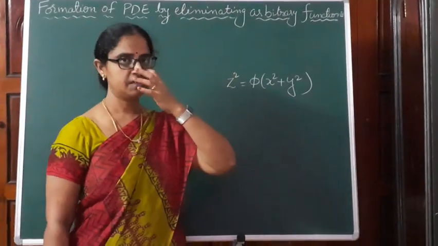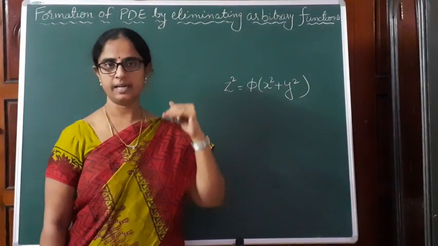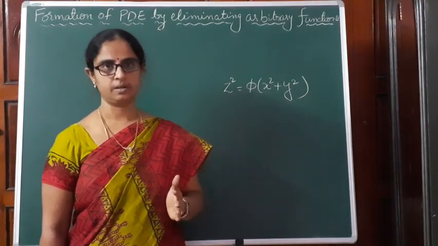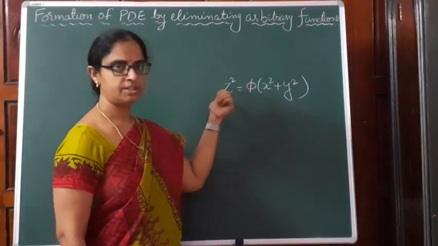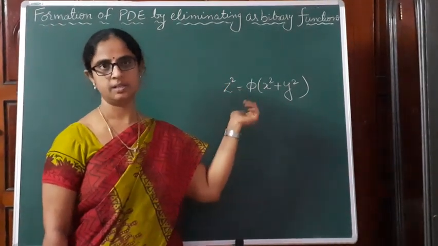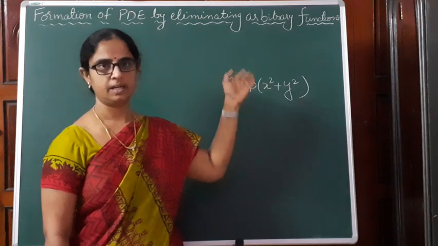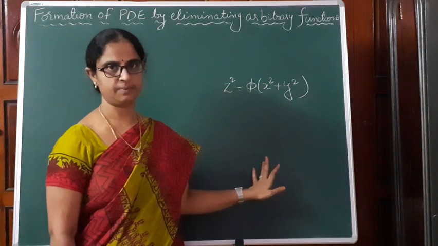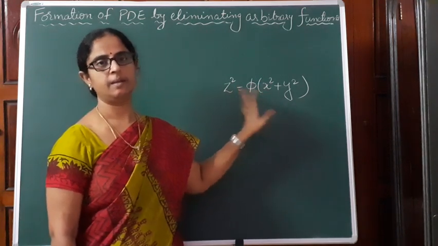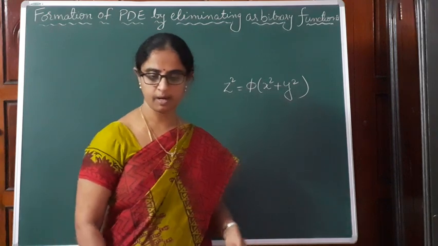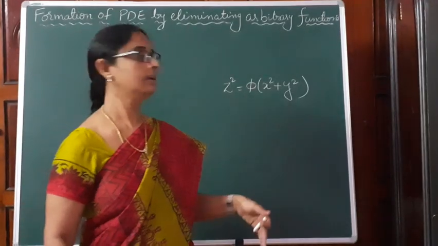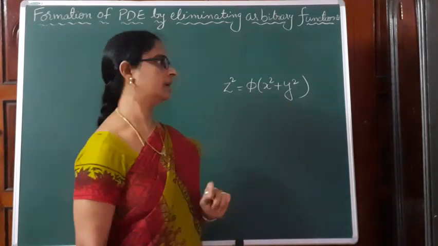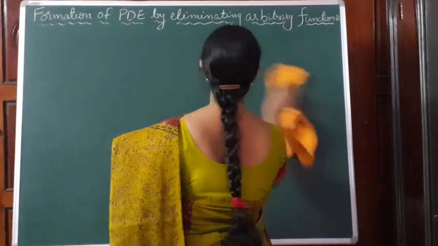In arbitrary constants, we used to partially differentiate first with respect to x and then with respect to y, and from the three equations we used to eliminate the arbitrary constants. Similarly here also, we differentiate the given equation with respect to x first, then with respect to y, and from the three equations, the given equation and the partial differentiation with respect to x and with respect to y, we eliminate the arbitrary functions. If there are more arbitrary functions, then we try higher order partial derivatives so that we get a higher order partial differential equation. So here we start with one example.